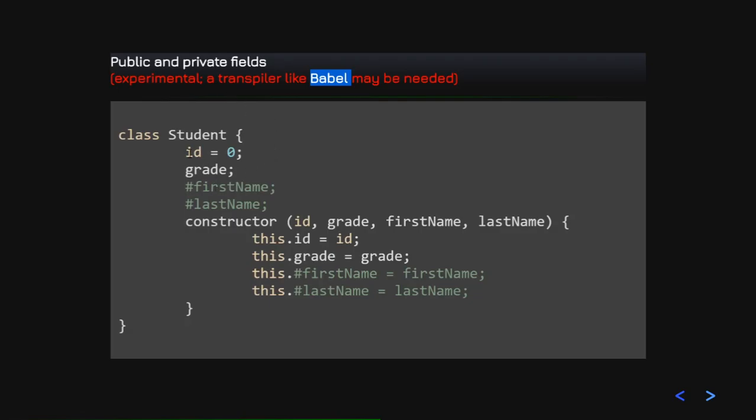So we declare public fields like this and private fields like this, and we need to keep referring to private fields like this, using this sharp notation.